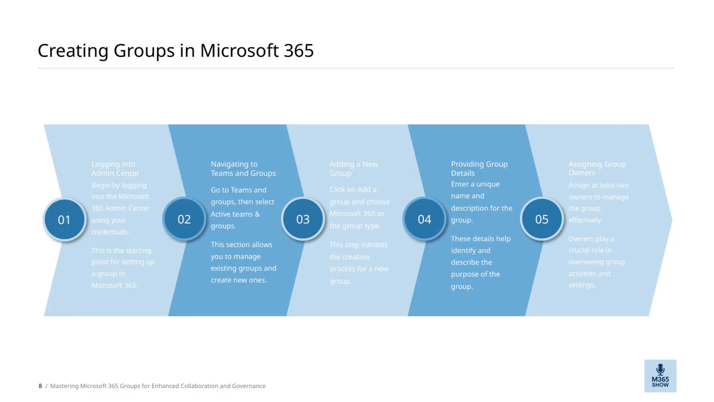This is a key point because strong governance relies on clear ownership, helping keep your collaboration smooth and organized. Remember, creating well-structured groups is fundamental for effective teamwork and governance in Microsoft 365.